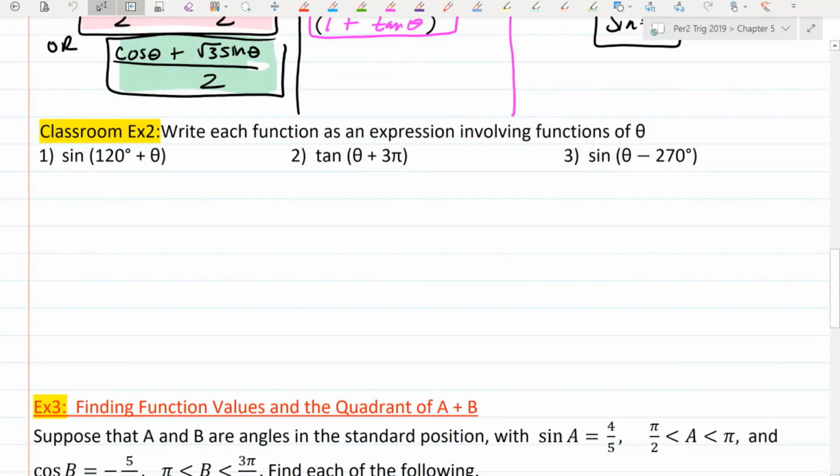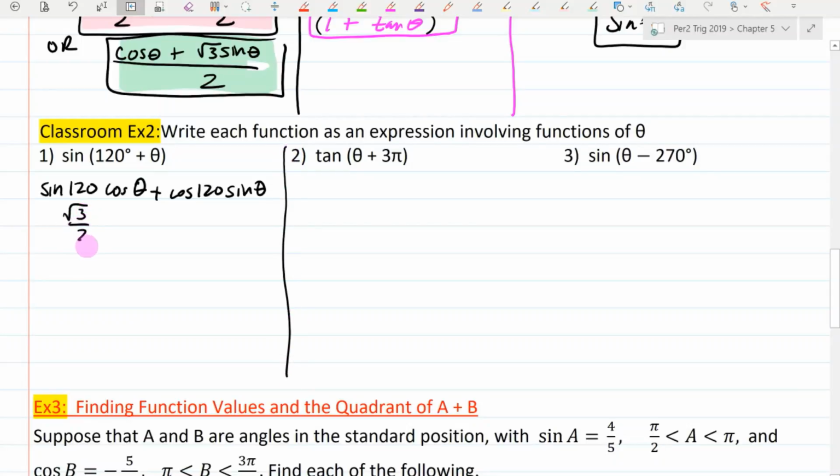Okay, so you should have finished these three examples. I'm going to go over them now, and then you can check your answers. All right. So for the first one, you should have sine of 120 cosine of theta, plus cosine of 120 sine of theta. Sine of 120 is radical 3 over 2.